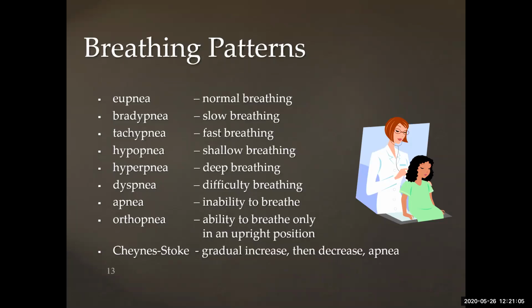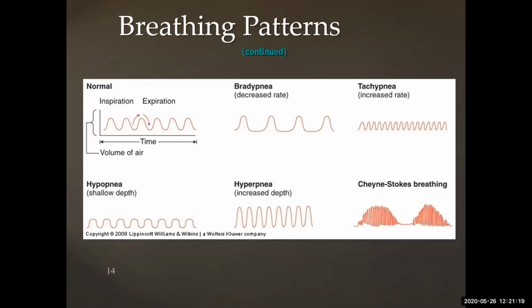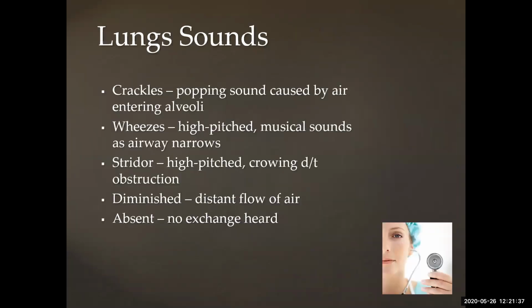Ortho means straight. And Cheyne-Stokes is where there's a different pattern where you have a gradual increase of depth and sometimes the rate followed by a period of apnea. So it's abnormal breathing that we sometimes see in somebody that's dying. We don't measure this like an EKG, how we measure the heart, but this would be how inspiration and expiration would be normal versus slower, faster. So it does kind of resemble what we measure. We just don't measure that in a clinical setting.